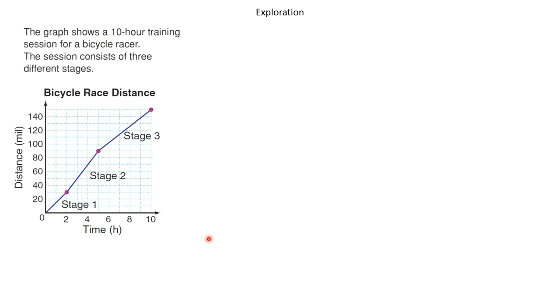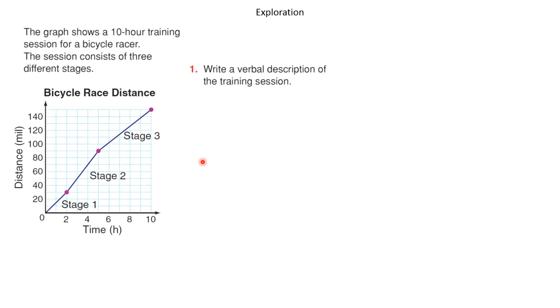And then we have time as our x-axis, distance as our y-axis. We have stage 1, stage 2, and stage 3. All of these are straight lines, so there's nothing weird where it's a curve. And so the questions, 1, write a verbal description of the training session.